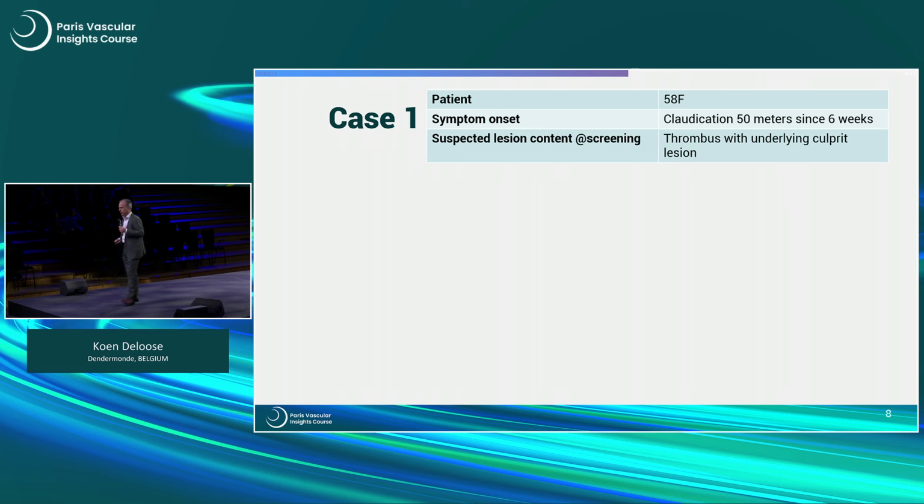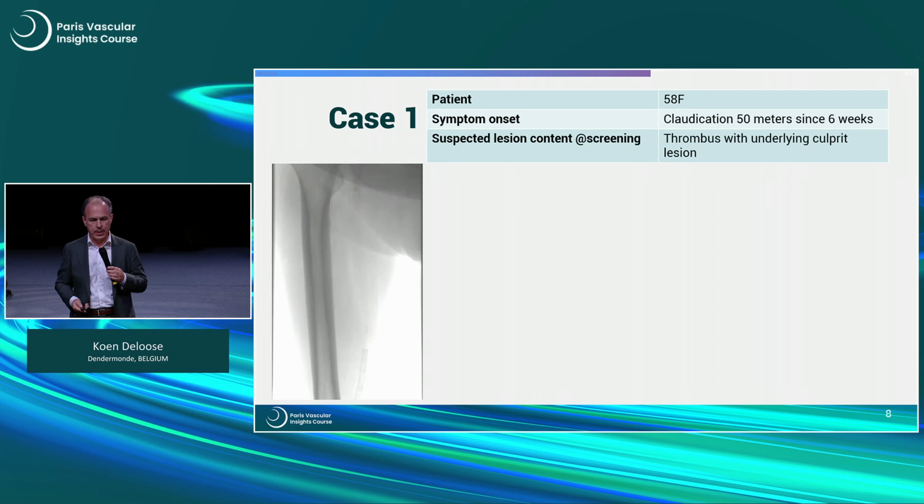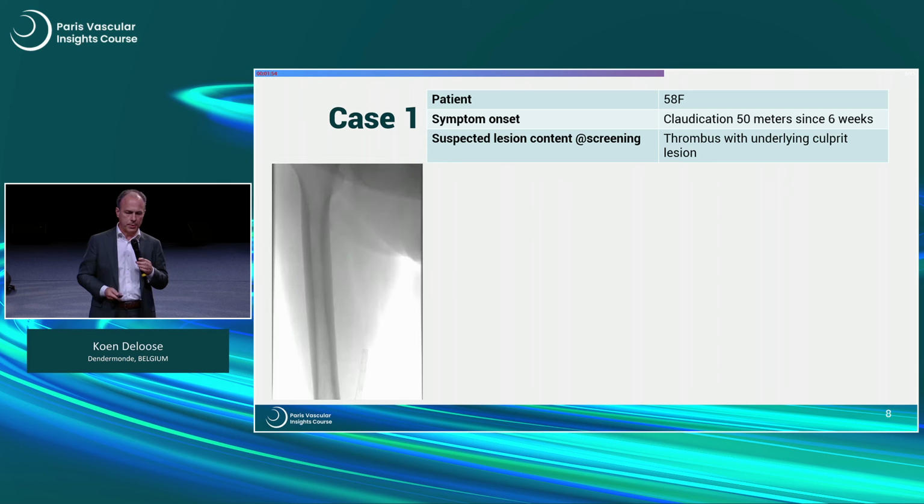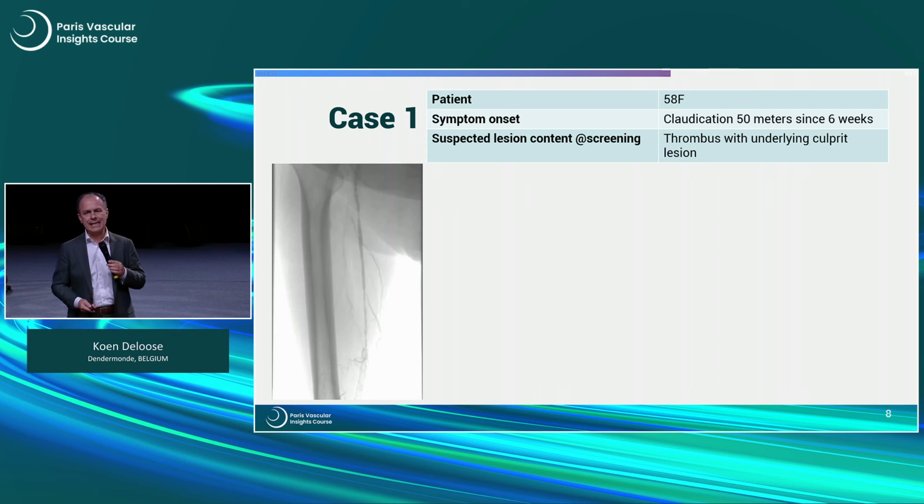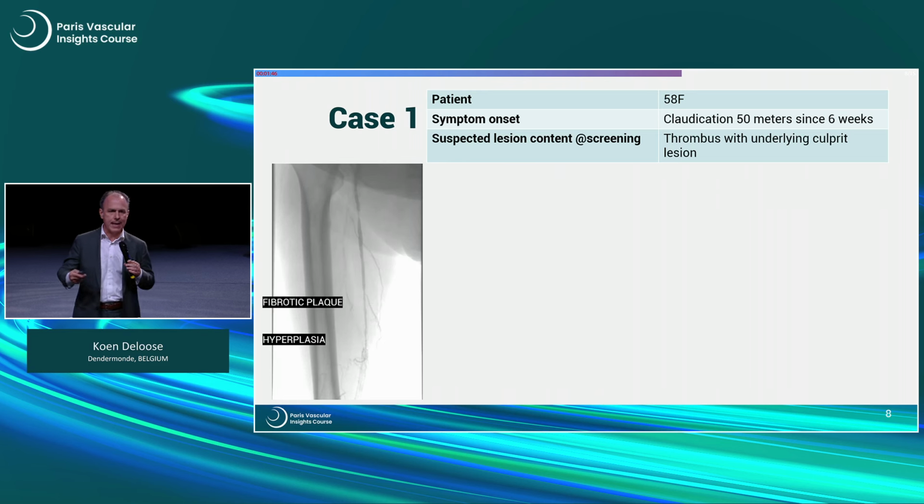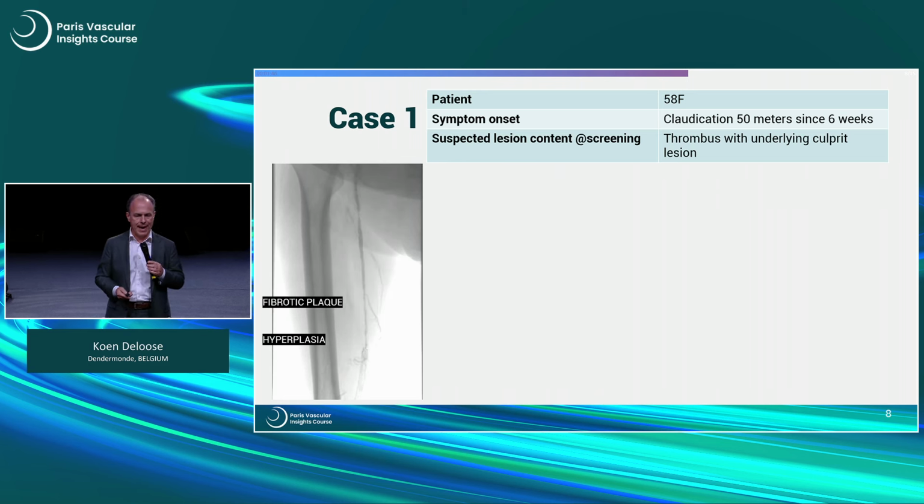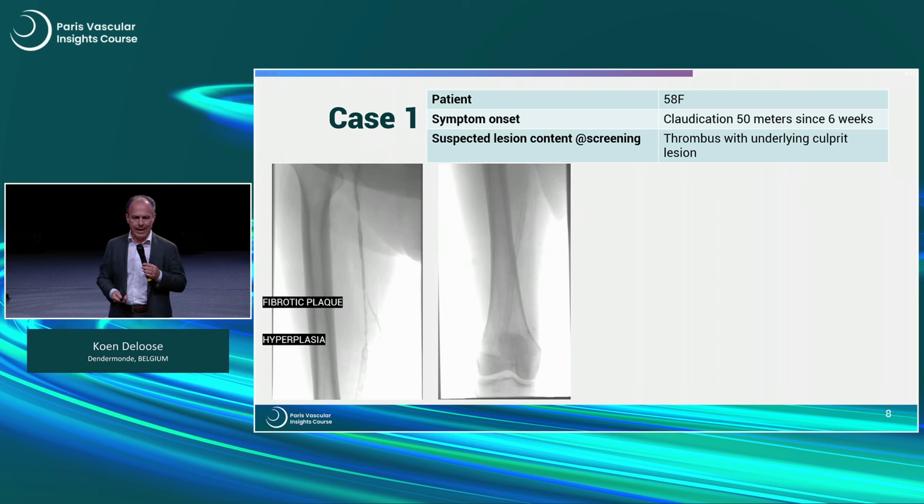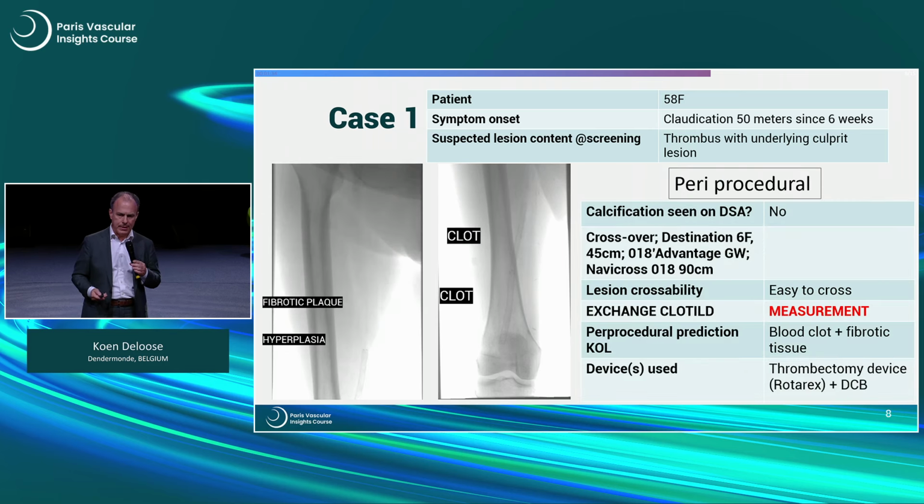A 58-year-old female patient with severe claudication since 6 weeks. My suspicion of the lesion was really thrombus with an underlying culprit lesion. Here you see the lesion. There was a stenosis proximally, also stenosis in the mid-SFA, and then a long instent occlusion. My prediction, based on my daily experience, was fibrotic plaque and hyperplasia in the mid-SFA, and then more distally, as my wire was passing quite softly, thrombus in the stent. So this was my prediction.